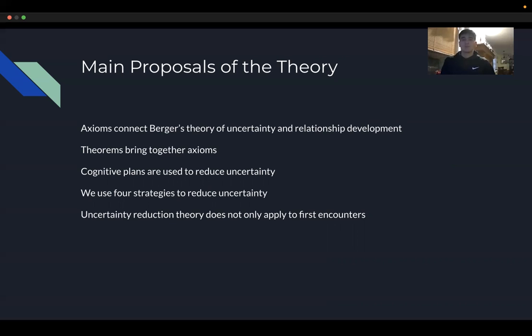And then the last proposal of the theory is that we use this theory more than we originally planned on using it. So Berger first created this theory to explain how we reduce uncertainty whenever we first meet people. But now we can actually use this theory in our everyday lives with more interactions with people rather than just the first time we meet them.